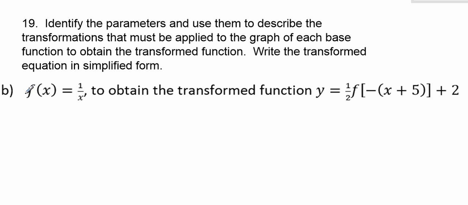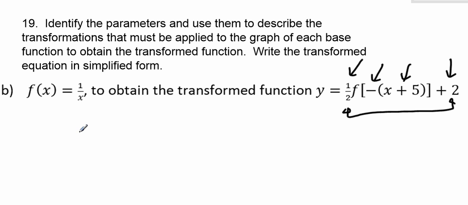This time the base function is 1 over x. So now we have a vertical compression by a factor of a half. We have a reflection in the y-axis. We have a movement to the left by 5 and a movement up 2. So again, we have a horizontal compression by a factor of a half, up 2. So these two don't change. They're exactly what you see. This negative sign means reflection in the y-axis, and then left 5.